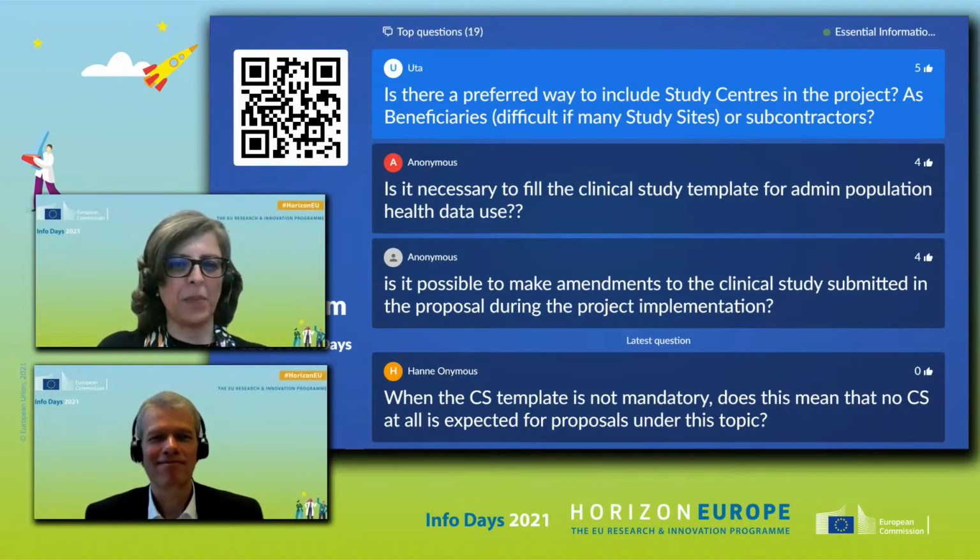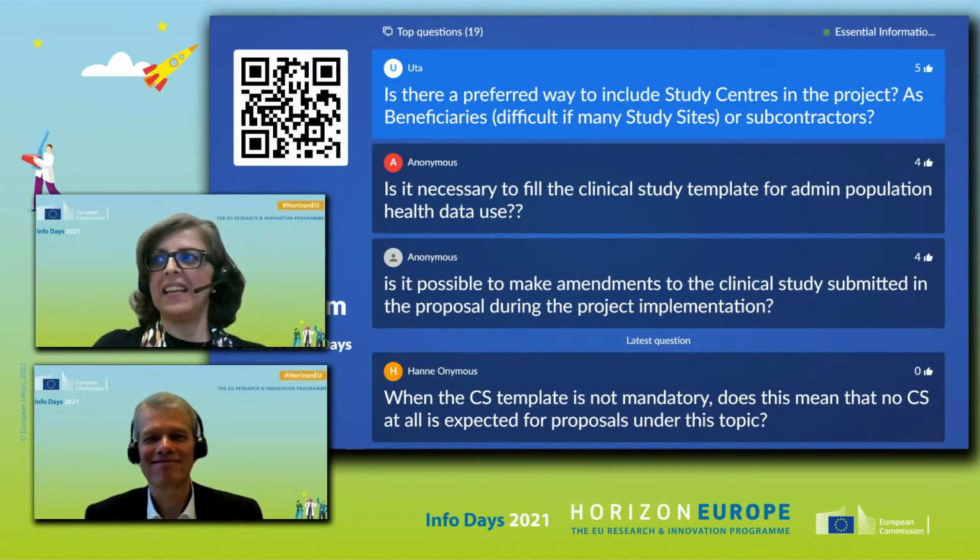I can add that possibly this can also be defined during GAP preparation, grant agreement preparation, depending on the situation. But okay, great. Thank you, Laszlo.